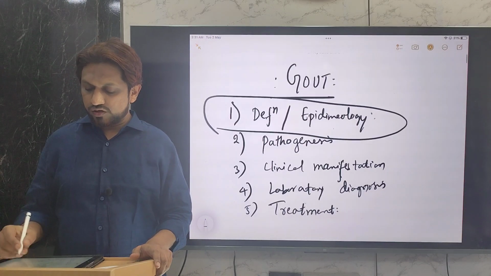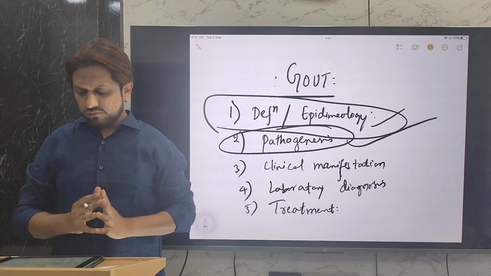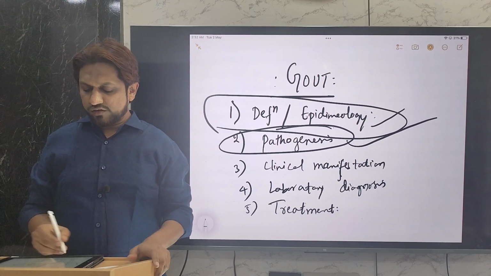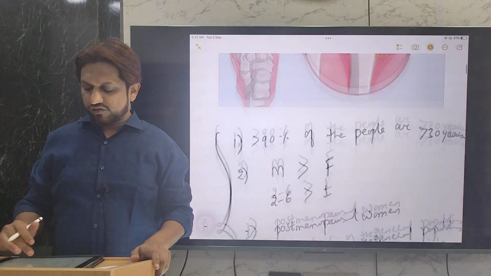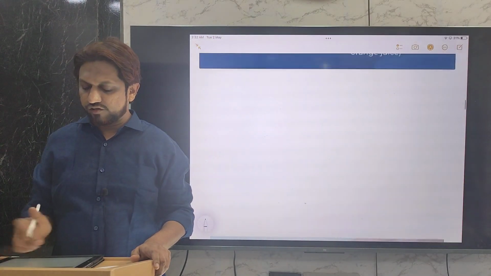So we have discussed the definition, then the pathogenesis, how this generally occurs. Then we'll discuss the clinical manifestations of this condition, gout, or what the clinical features are.